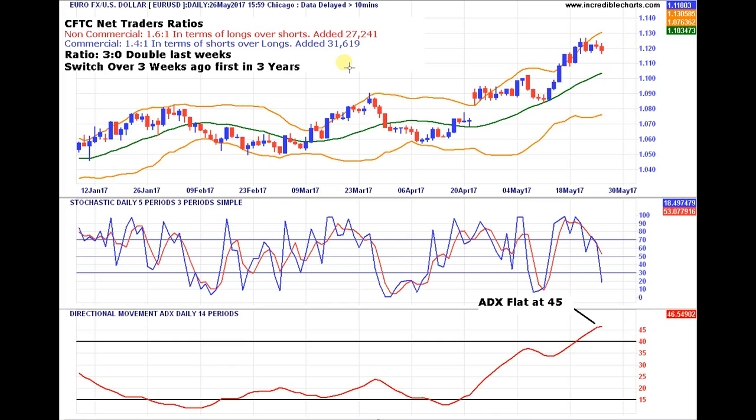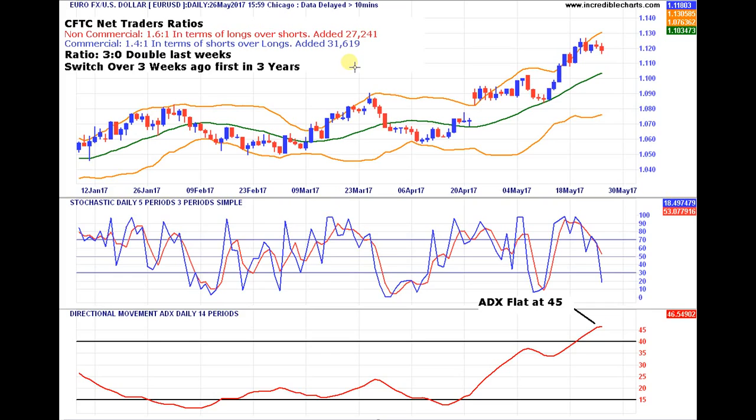31,619 shorts. Now, what we're seeing now is the commercials really come in to sell the euros, while the non-commercials are obviously buying. The ratio is 3.0. It's double last week's divergence. Now, like I said, it's not a big divergence, but what is significant is the way the groups are speeding up. So it's the rate of change that interests us, and also the switchover. The commercials have been generally long the euro for 3 years, until 3 weeks ago. Non-commercials were generally short until 3 weeks ago, and both groups have now reversed their positions.